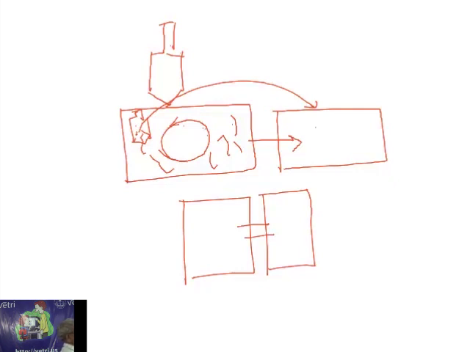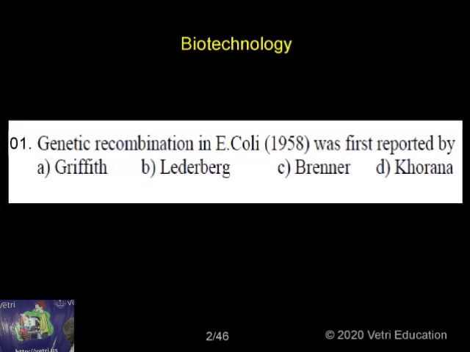Two bacteria came together, R type and S type. Then there was a genetic transfer. But here, the two bacteria are very far off. Nobody knows which bacteria was there. And the DNA is carried from one bacterium to another bacterium with the help of a phage. That is what is called a transduction. I think now you have got the point.